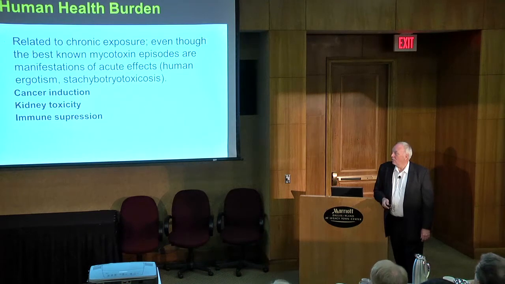The history of kidney toxicity has been well documented on the ochratoxins, and we'll talk about that one. Immune suppression is also extremely important. We see this with the mycotoxins, especially trichothecenes and ochratoxin.